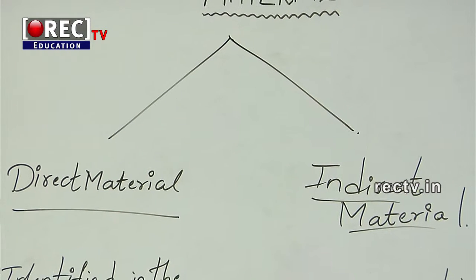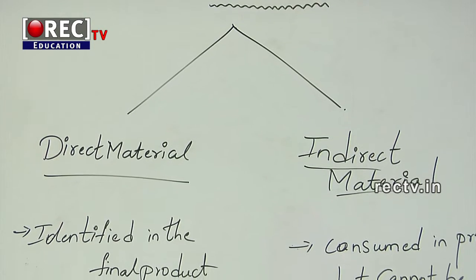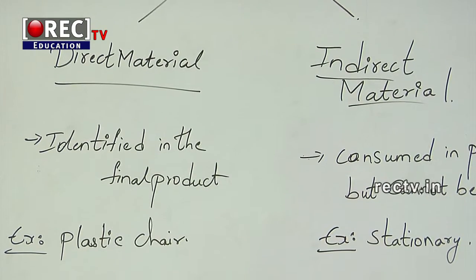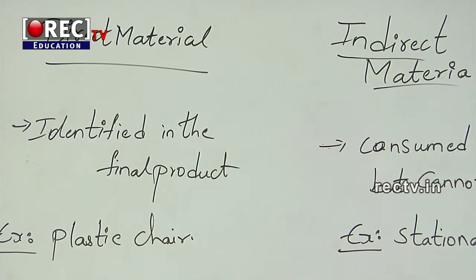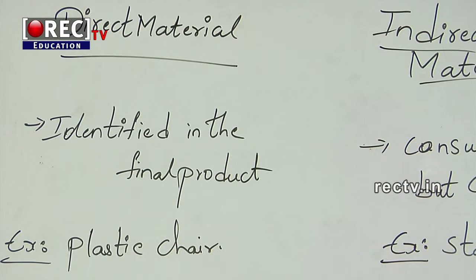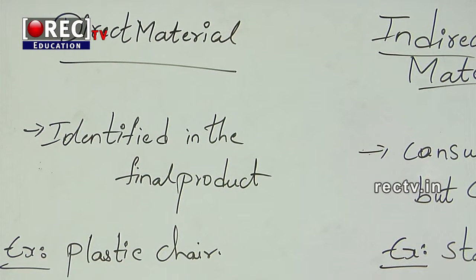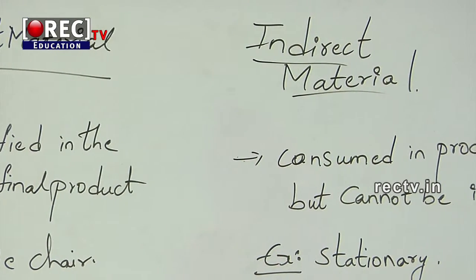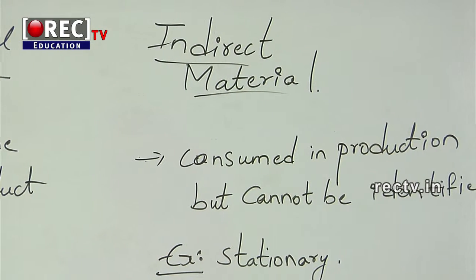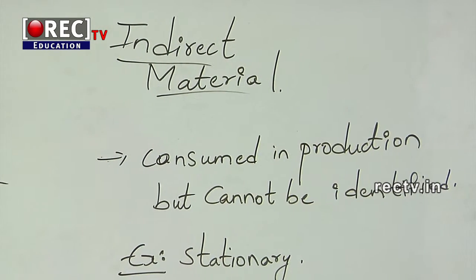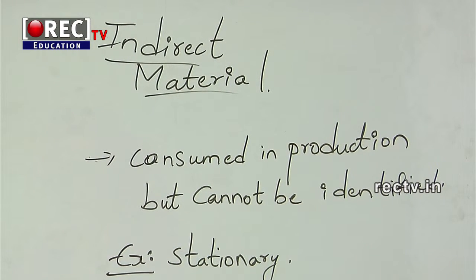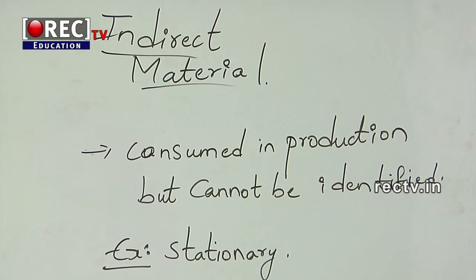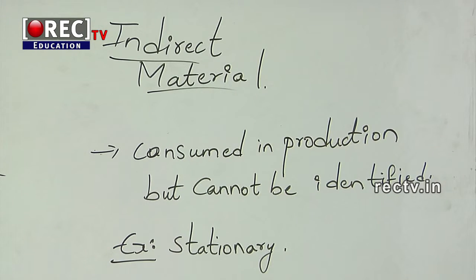Here, direct material means which is identified in the final product. For example, if we see making of a plastic chair, the plastic used in making the chair is a direct material that we can easily identify in the final product. Next one, indirect material. Indirect material is consumed in production but cannot be identified. Example, stationery. We use many small items in the production, but in the final product they cannot be identified.